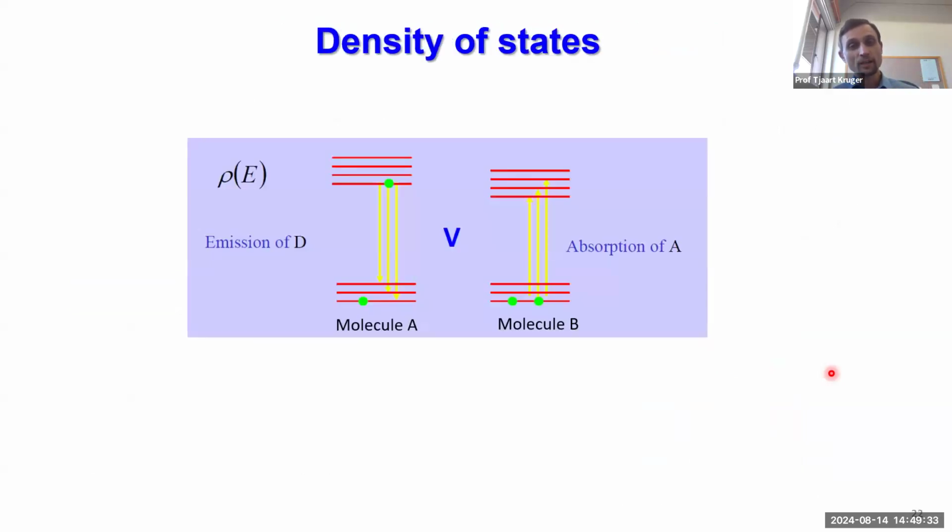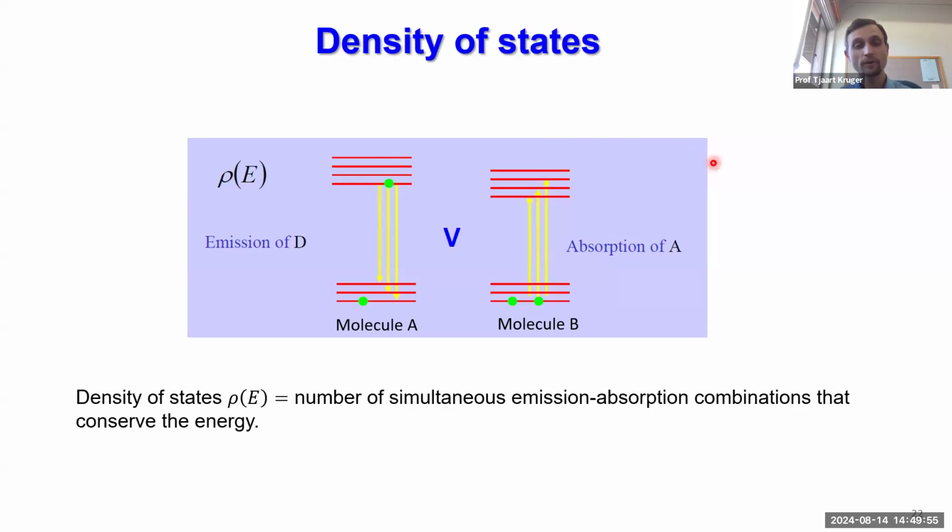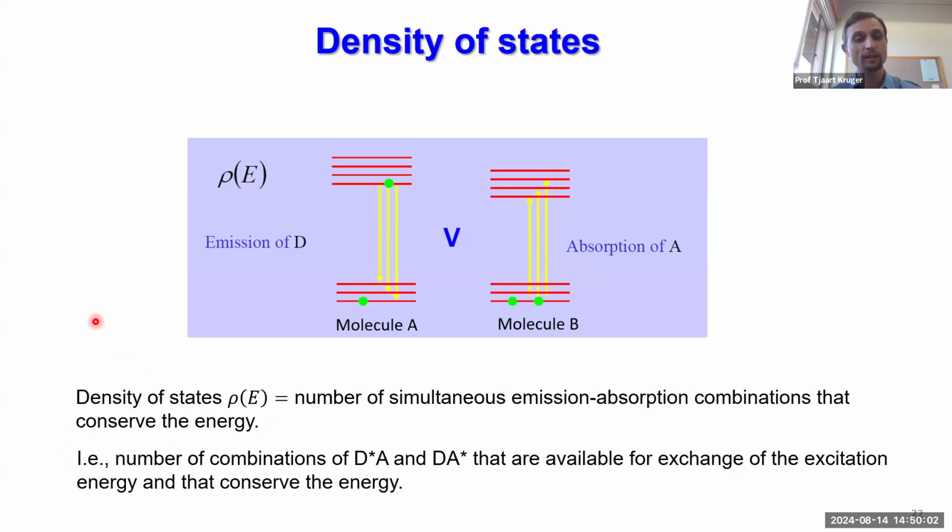Okay, because of the energy bands we are considering, we have to consider the density of states. Okay, so here it is depicted in terms of the different vibrational levels that can simultaneously be de-excited for molecule A and excited for molecule B. Okay, well, the density of states gives you the number of simultaneous emission absorption combinations that conserve the energy. Or to state it differently, if we consider this to be the donor that donates the energy to the acceptor, molecule B, it's the number of combinations where the donor is excited and A is in a ground state, and the donor in the ground state and A excited.